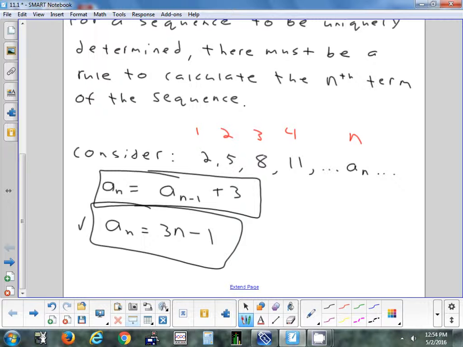So if you said, what's the 1,000th term? It's 3 times 1,000, which is 3,000, minus 1: 2,999. So very, very quick. So we like working with the second type of formula more than the first, but we will work with both.